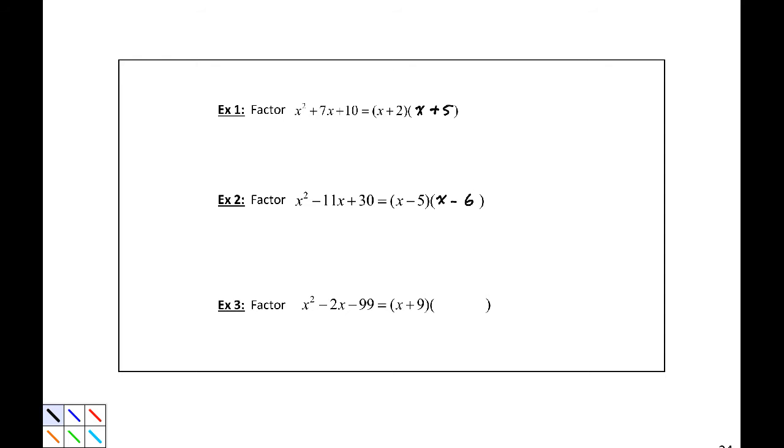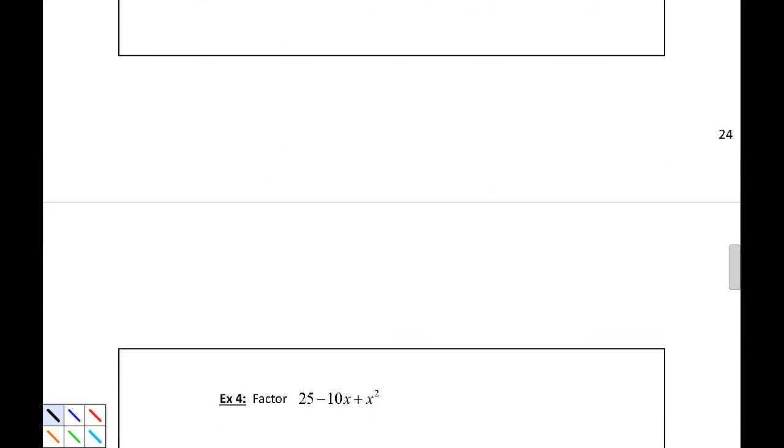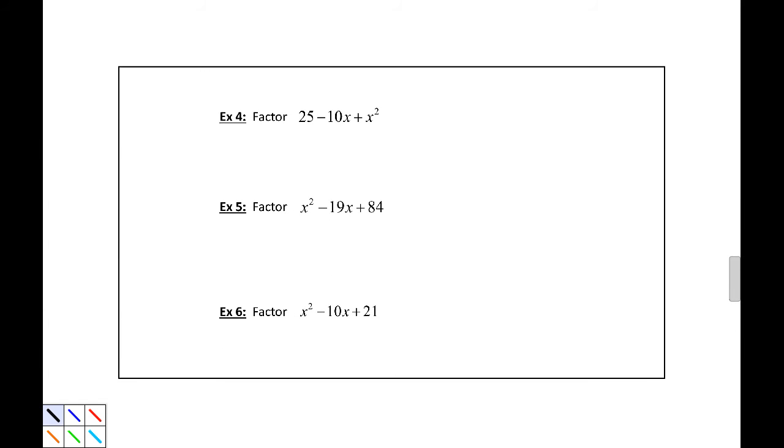Example 3. Factor x squared minus 2x minus 99. We're told we have x plus 9 as a factor. Again, we know that the first term of our second factor must be x, because x times x would be x squared. But 9 times something must be equal to negative 99, so that must be minus 11. And again, 9 and negative 11 add to be negative 2. I'm going to use that reasoning to factor these next three.